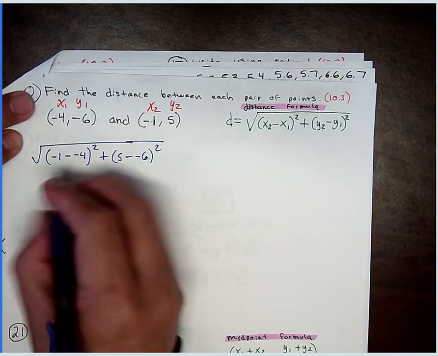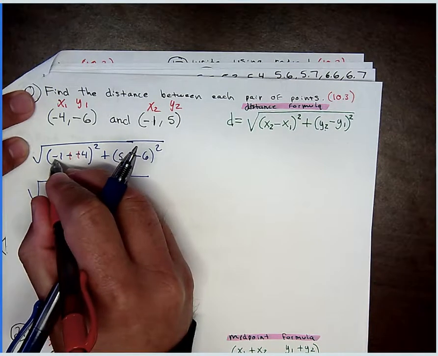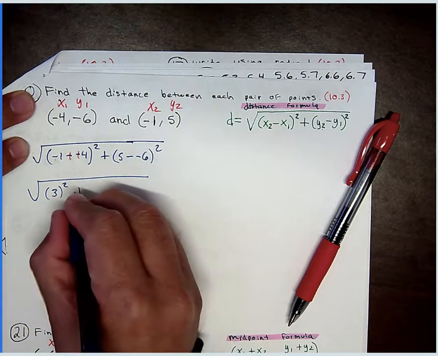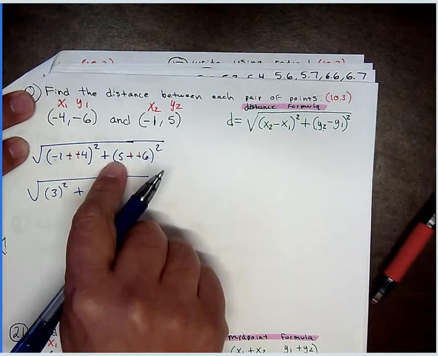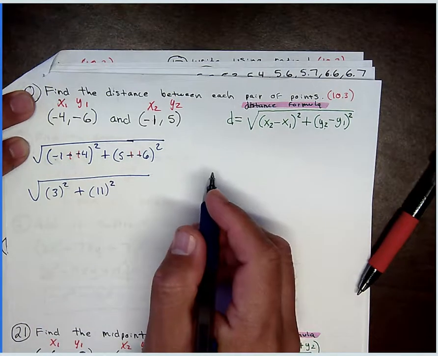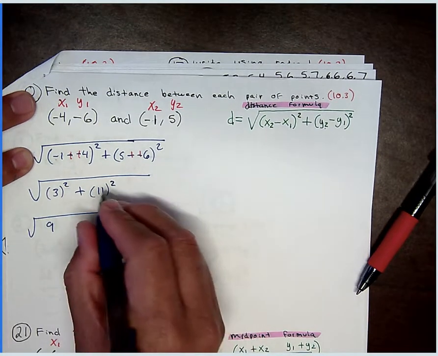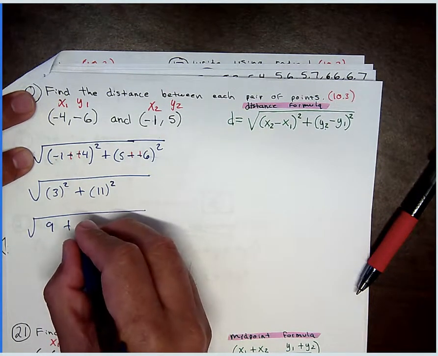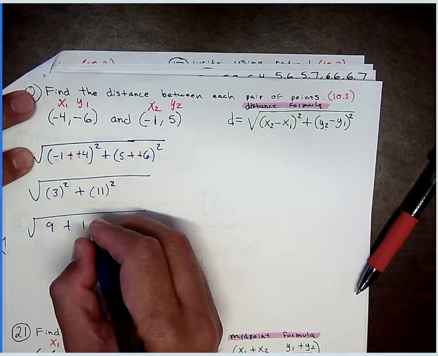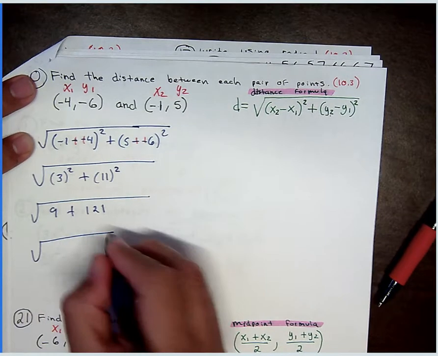So this would become a positive here. So you got -1 plus 4 would be 3 square, plus this also becomes a positive. So 5 plus 6 becomes an 11 square. So 3 times 3 is 9. 11 times 11 is 121.